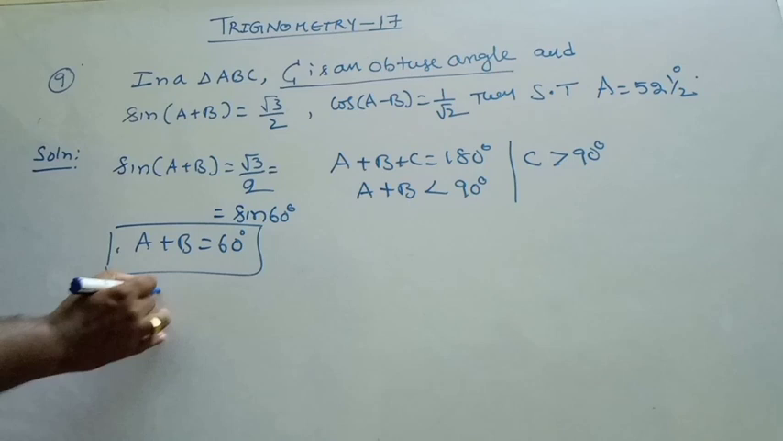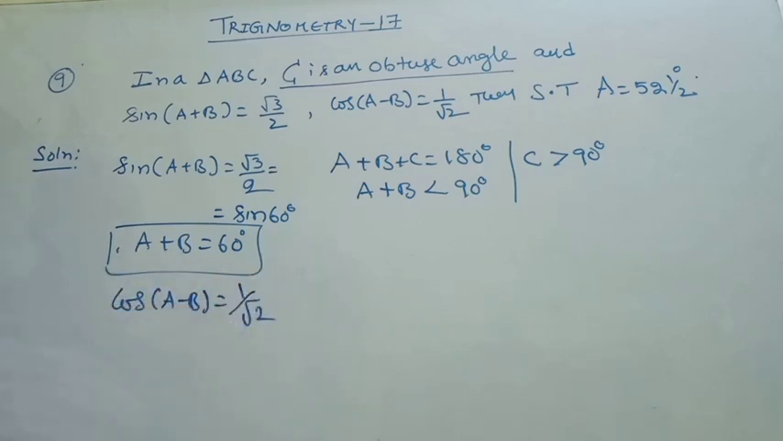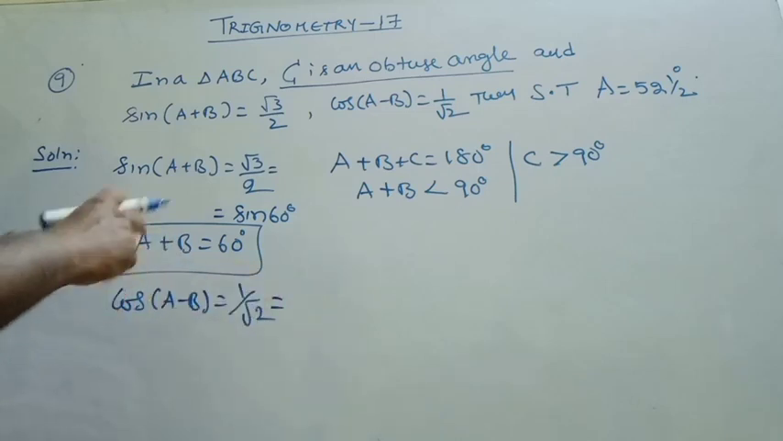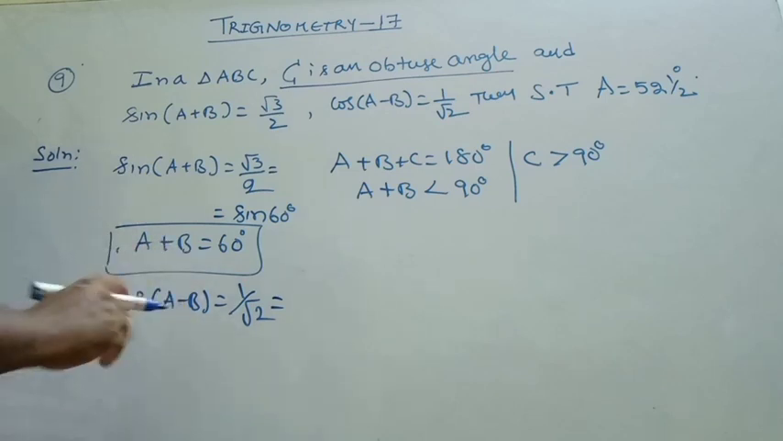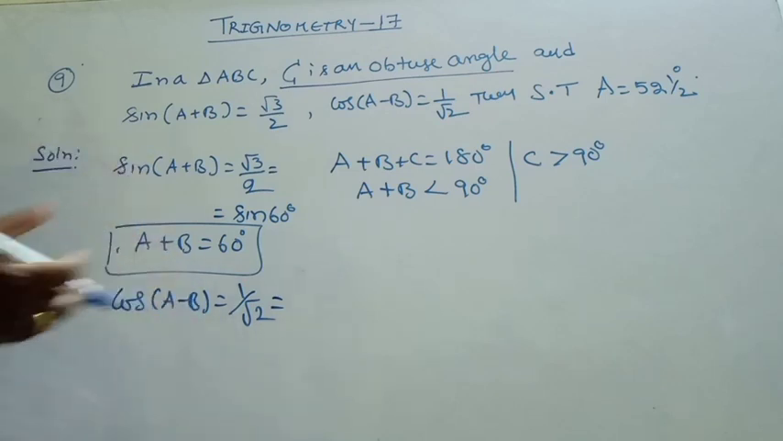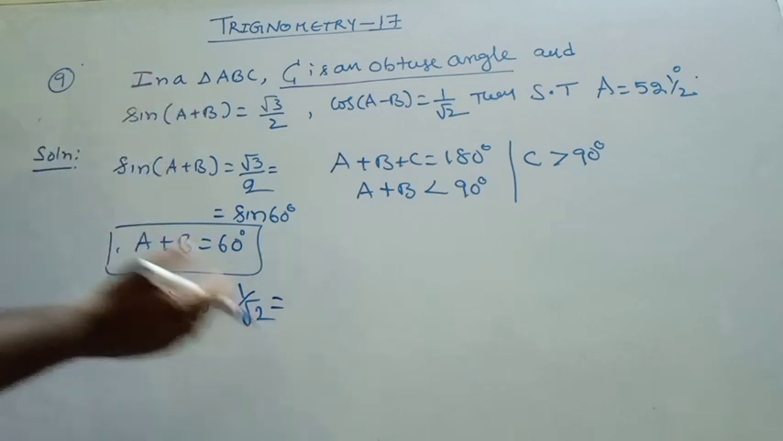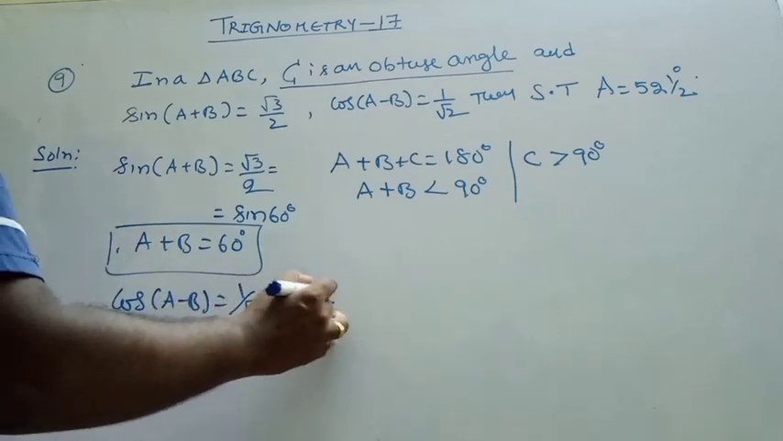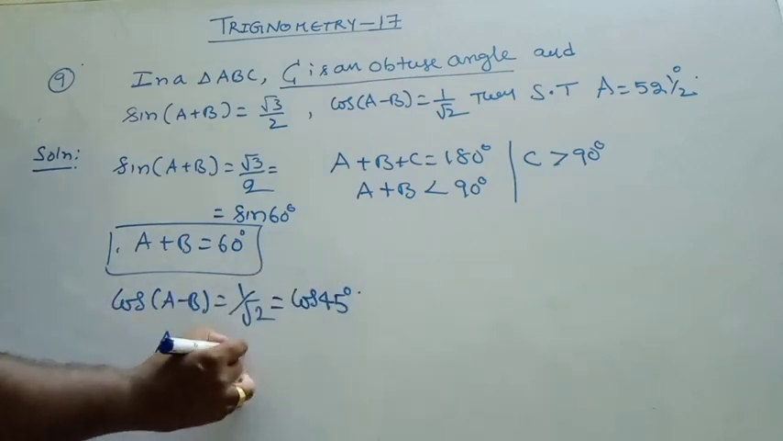And another one, cos of A minus B is equal to 1 by root 2. Here, A and B are both acute angles, and their difference is also an acute angle. A minus B cannot be obtuse; the sum itself is not obtuse, so how can the difference be obtuse? A minus B is an acute angle. That means this is equal to cos 45 degrees. From this, A minus B is equal to 45 degrees.